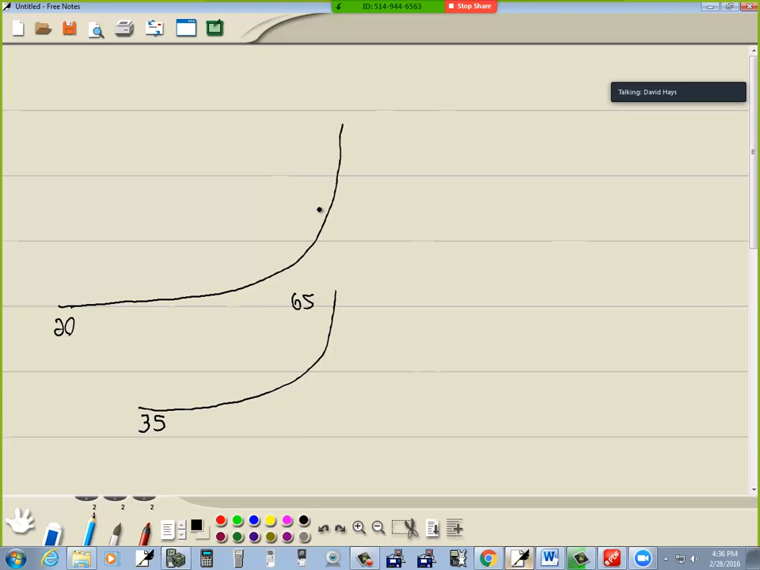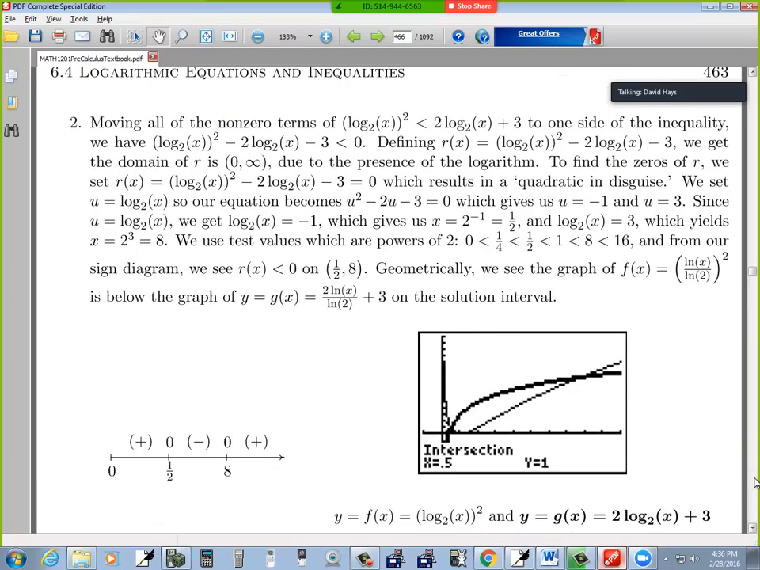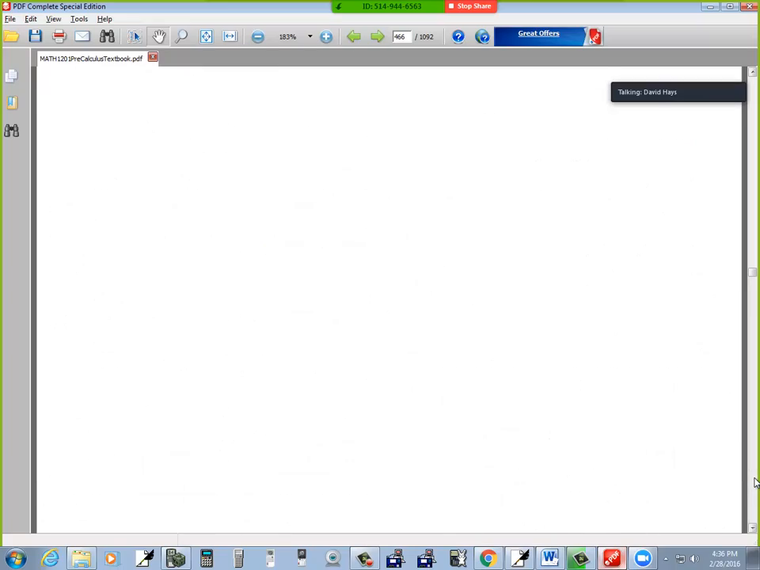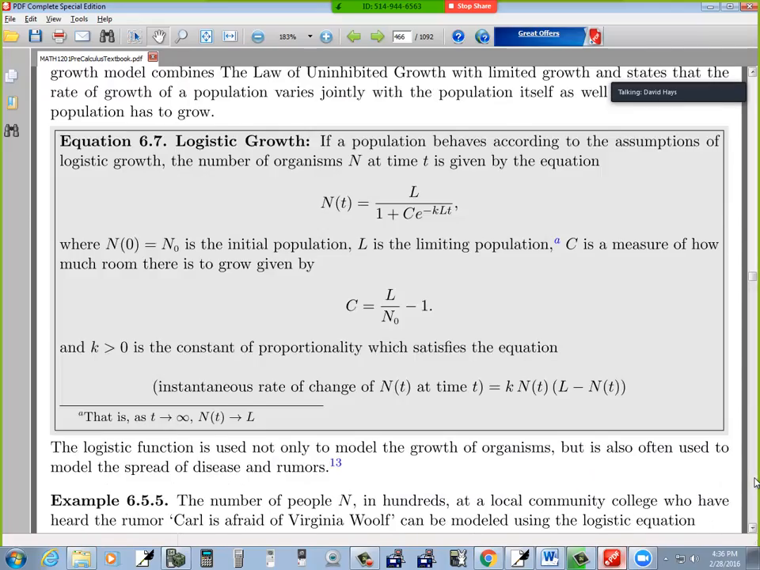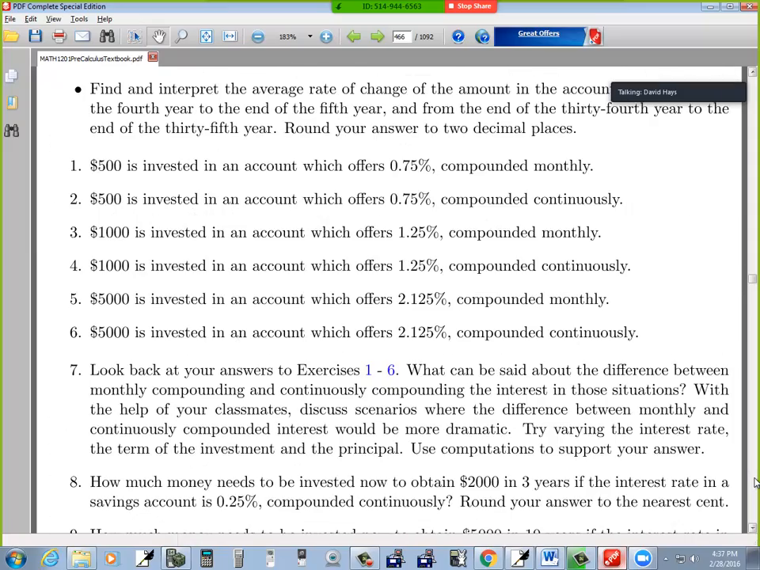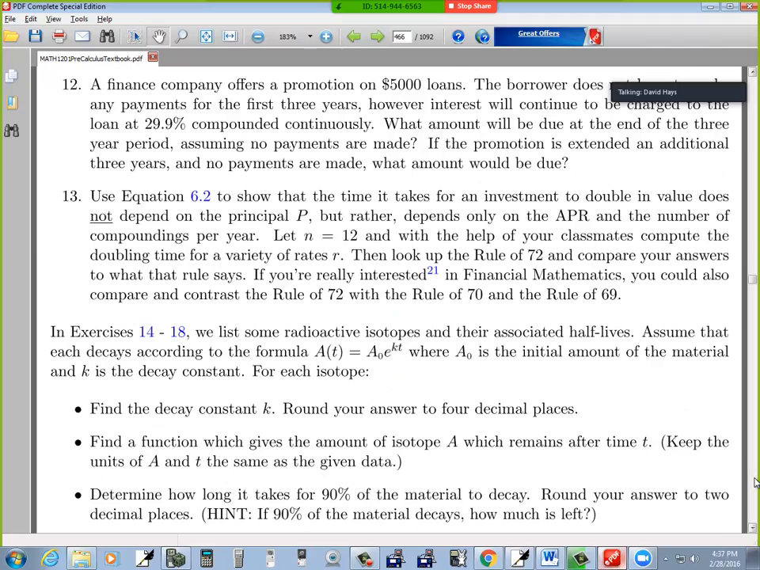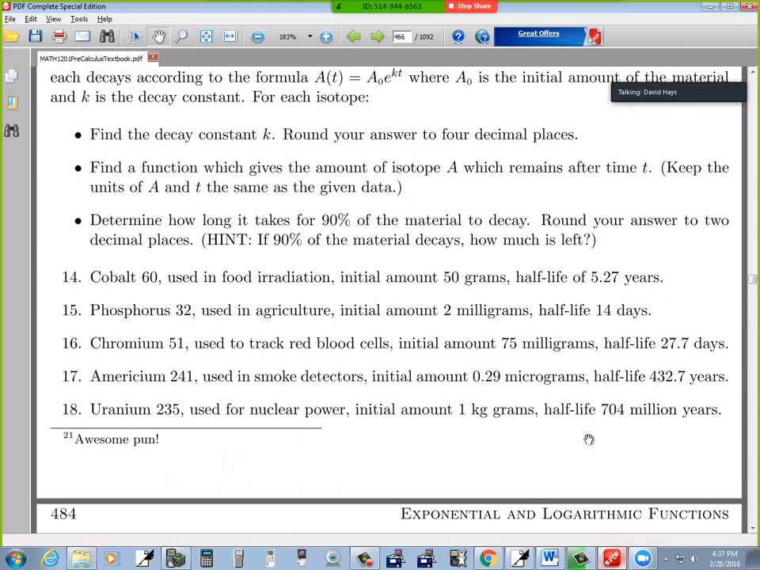All right, Professor. Page 482, number 52. And logarithmic functions, essentially, these are like the inverse of exponential functions, kind of. Exactly. Okay, that's cool.